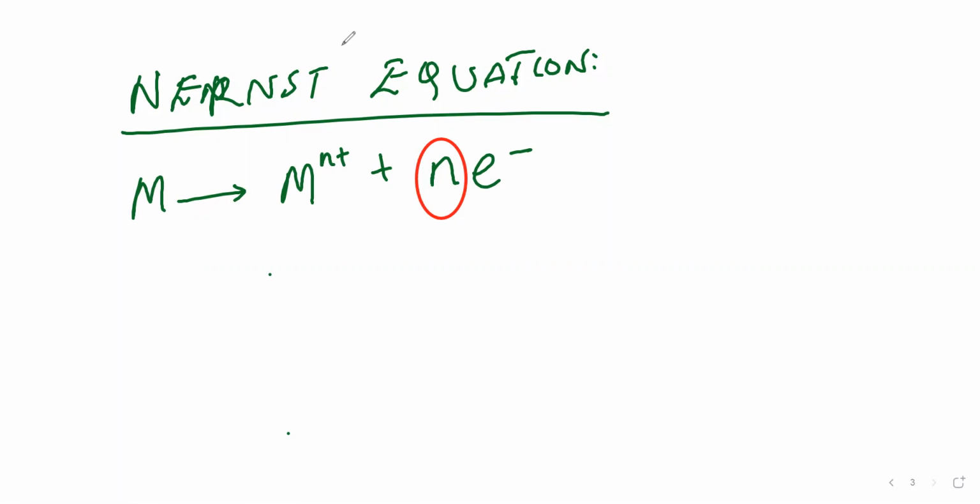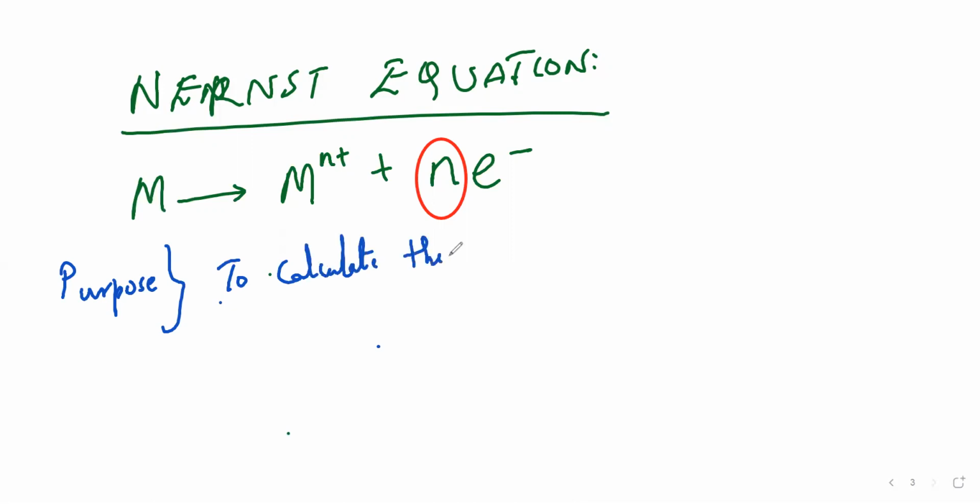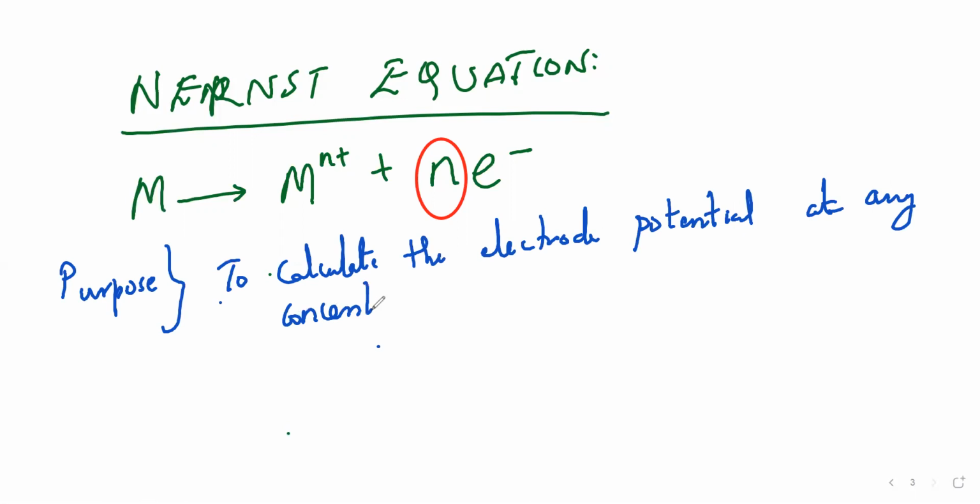So what is the purpose of this Nernst equation? I'll write down here what is the purpose. It is to calculate the electrode potential at any concentration. The important thing I'll underline here: concentration.